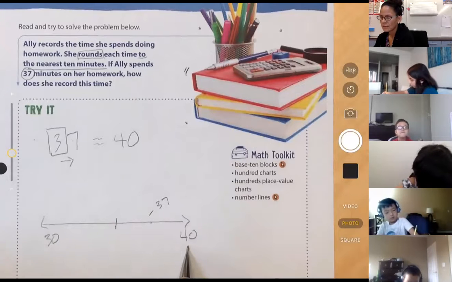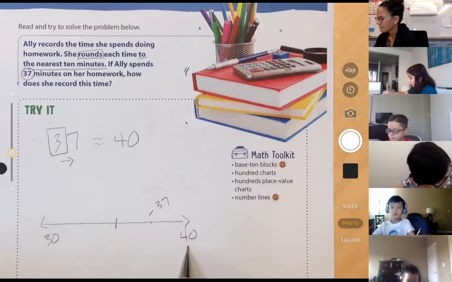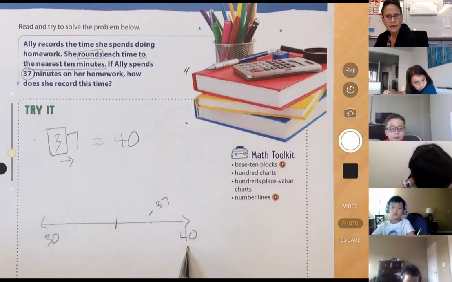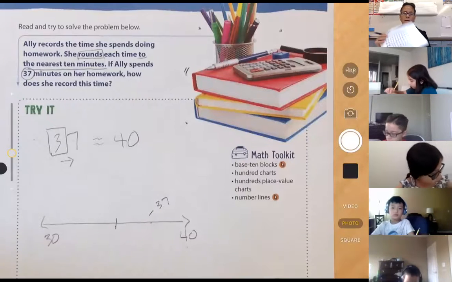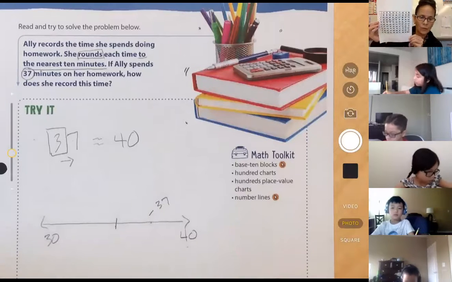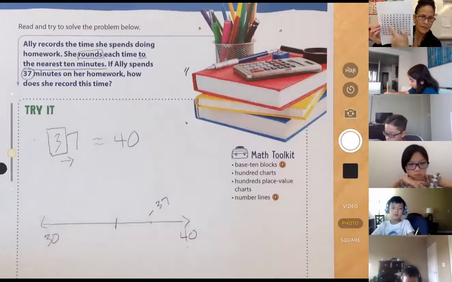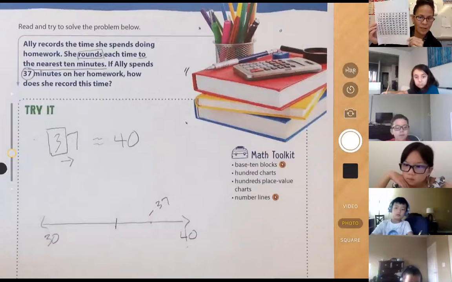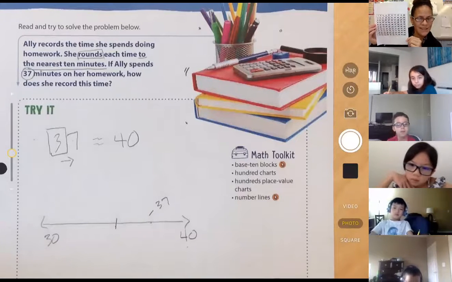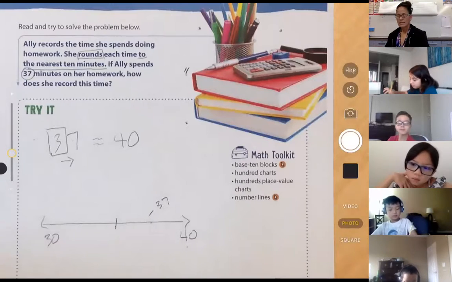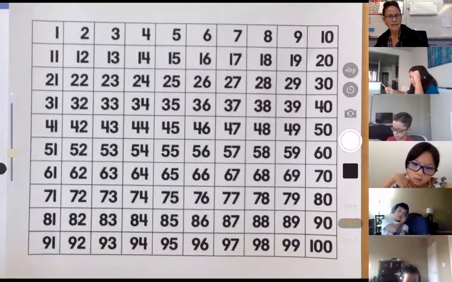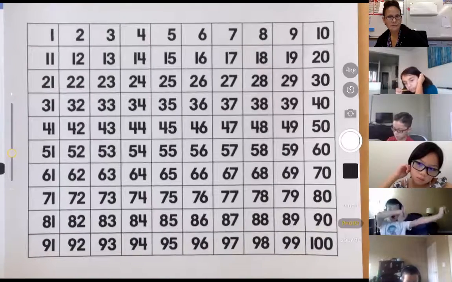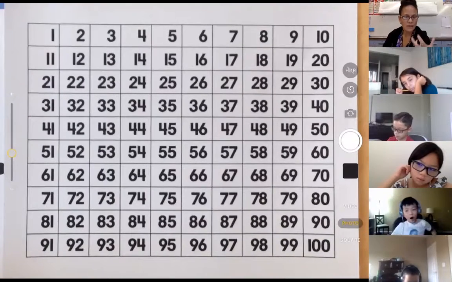Another strategy that we could use would be to look at a number chart, and I have it right here. It's a hundreds chart, right? And I'm going to show you how this works. This is another strategy. If I project this, I'm going to be using this hundreds chart kind of like a number line. This is kind of like a little secret strategy, right?